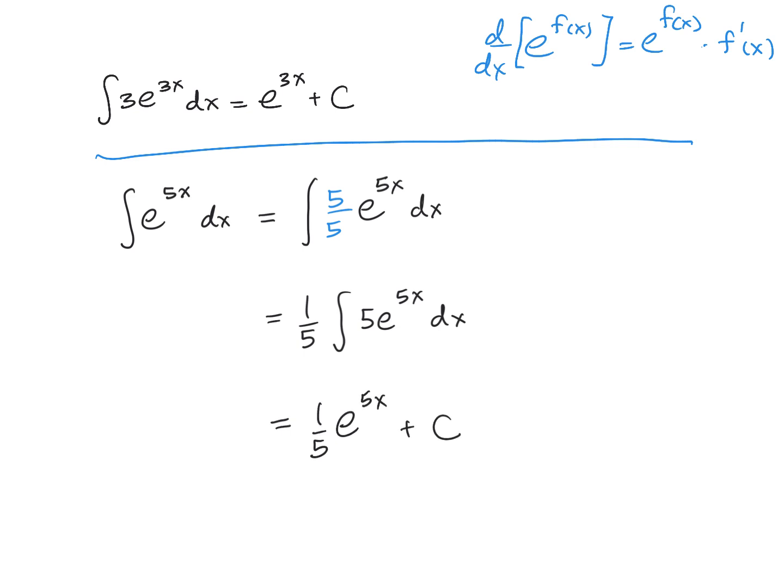And once again, we can check this answer by taking the derivative and simplifying it down. We know that in taking the derivative, the 1/5 is carried along. The derivative of e to the 5x is e to the 5x again times an extra 5. And of course, those two 5s are going to cancel out and give us 1, which of course gives us our original integrand of e to the 5x.